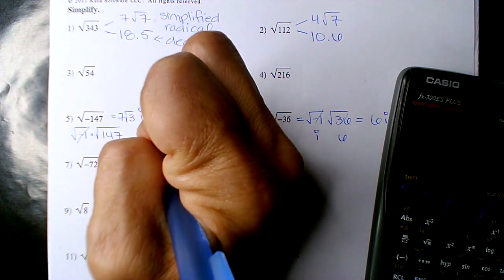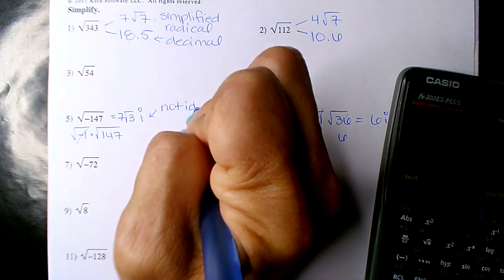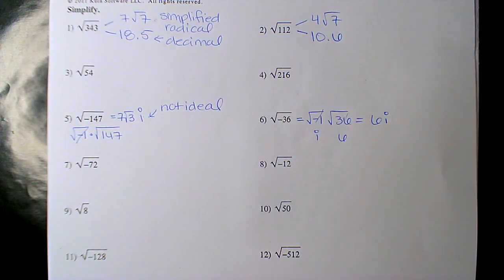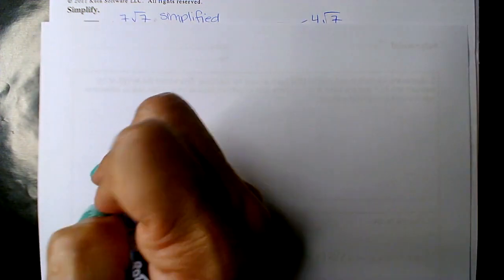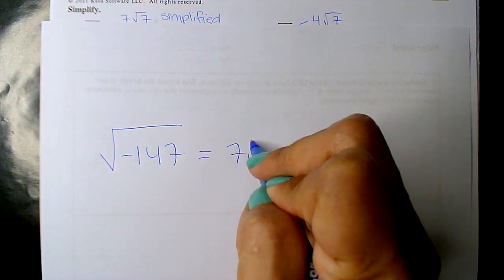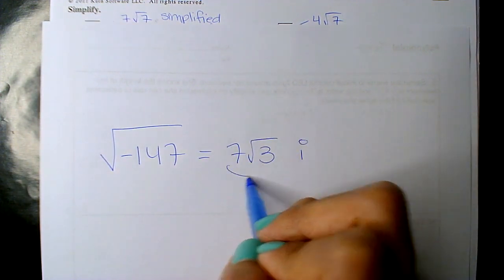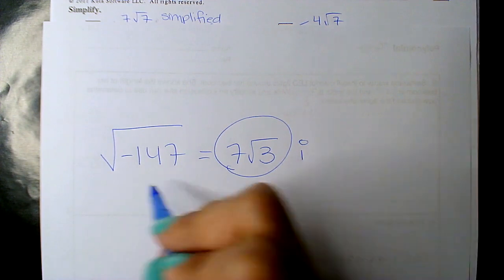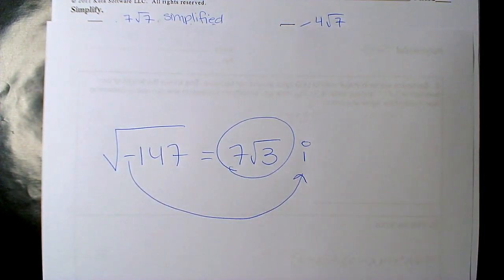Okay, now here I'm going to write big. This is kind of not ideal. It's not that it's wrong. I'm going to write really big though so you guys can see. Okay, so the square root of negative 147, if you were to put this in the calculator, you'd get this, and then you know that negative becomes the i.